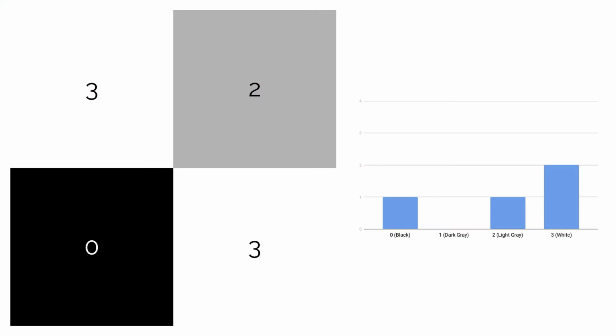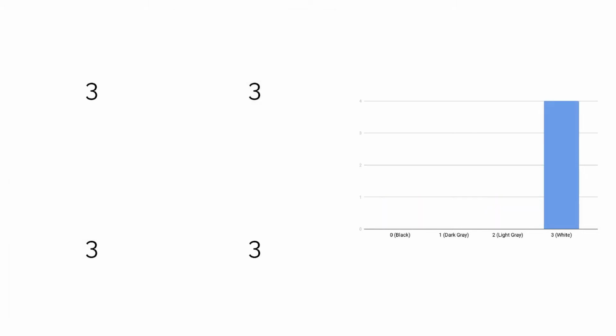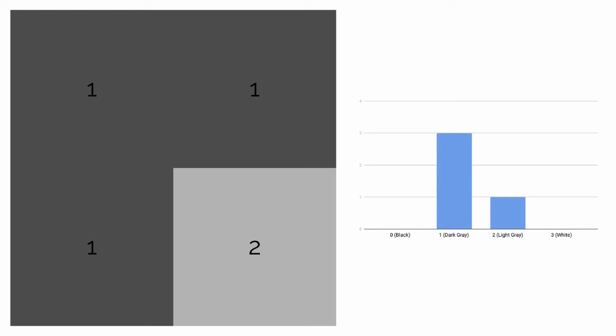Here's another example. We have 2 white pixels. We've got 1 light gray pixel and 1 black pixel. No dark gray pixels. Here's a really simple example. All 4 pixels are white, which means our histogram is just a spike on the white line. Here's another pretty simple example. There's 3 dark gray pixels and 1 light gray pixel.